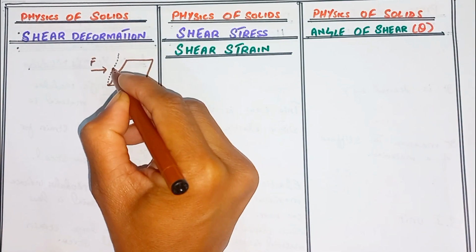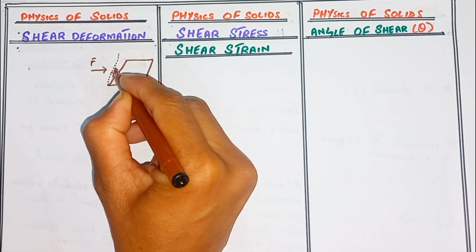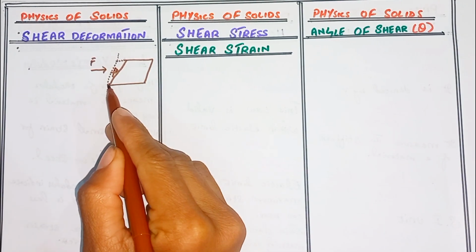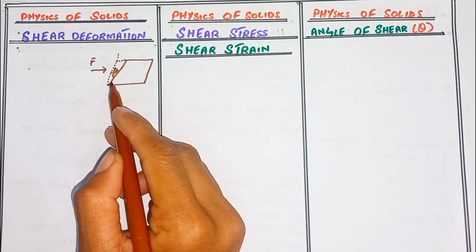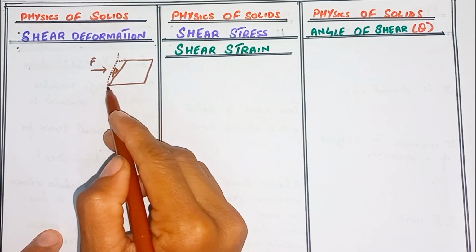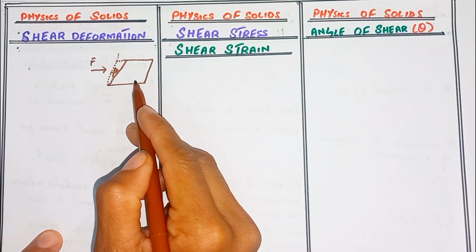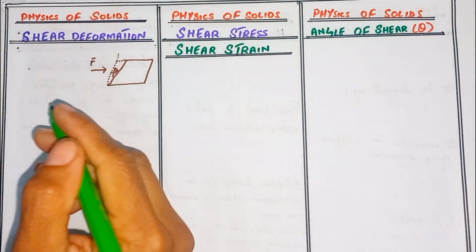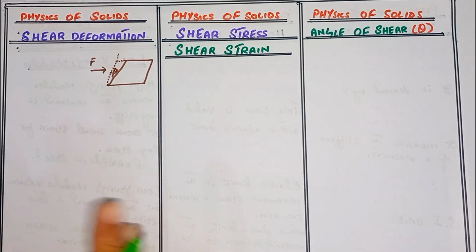It produces angular distortion. It does not change the volume of the material. It only changes the angle. It produces only a change in shape, not in volume. So it produces angular distortion. So here we write about the shear deformation. What is the shear deformation?